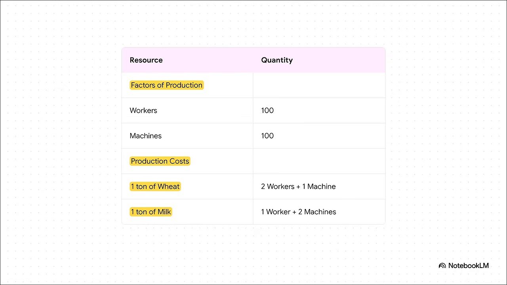Okay, so here are the building blocks of our hypothetical economy. It's simple. We've got 100 workers and 100 machines. And we can make just two things, wheat or milk. Now, the important part to focus on is the production costs. You can think of them like recipes. Making a ton of wheat is labor-intensive. It needs 2 workers, but only 1 machine. Milk, on the other hand, is the total opposite. It's machine-intensive, needing just 1 worker, but 2 machines.